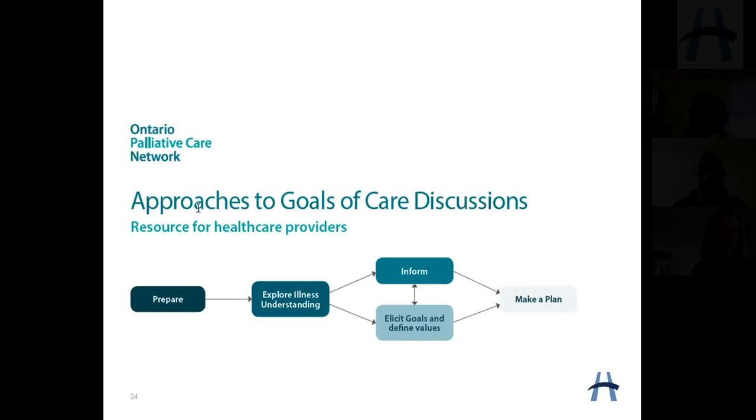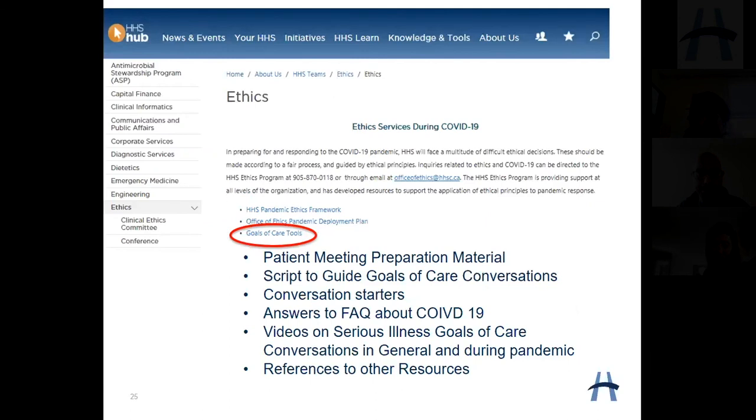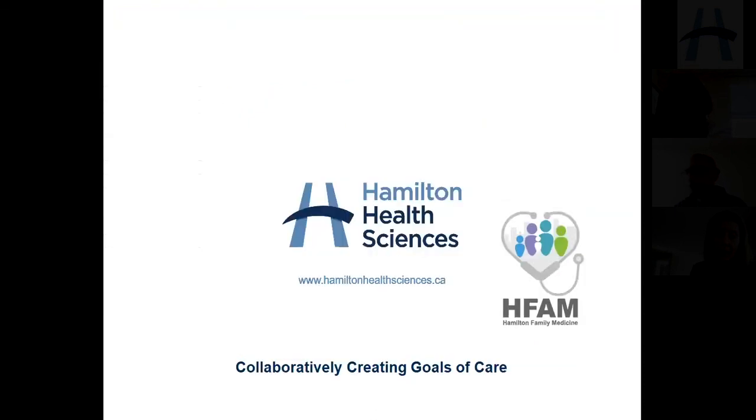So we've talked about a number of resources today. There are conversation aids and scripting aids, both for clinicians and for patients and families. And so I just want to point you in the direction of the HHS Hub. We have our ethics site that has a tab listed as goals of care. If you click on that tab, it will lead you to a number of different resources that we have available. You can also find these resources on the palliative care website on the Hub. So there's lots of information out there for you to access and to help with some of these difficult discussions. And ultimately, we want to collaboratively create goals of care with our patients and their substitute decision makers.